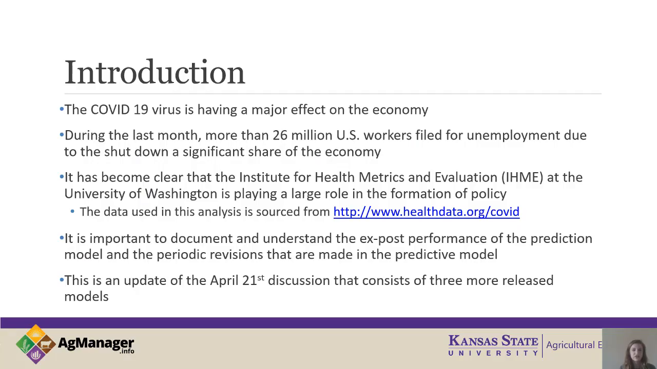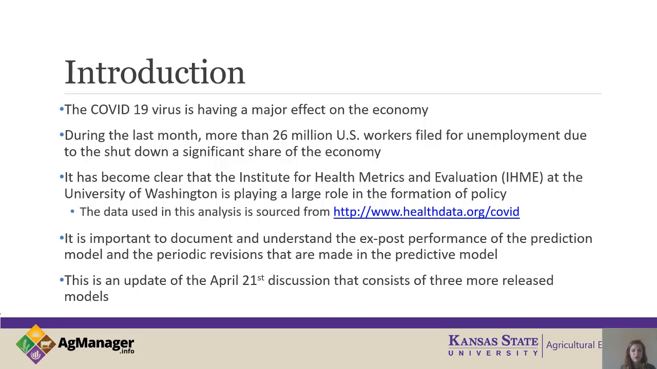So as an introduction, the COVID-19 virus has had a major effect on the economy. We've seen that in financial markets in terms of volatility, agricultural markets, and most recently in the oil markets when oil prices went negative last week. Additionally, we're seeing huge impacts in terms of U.S. unemployment. At this point, we've had more than 26 million workers file for unemployment due to a significant share of the economy being shut down.